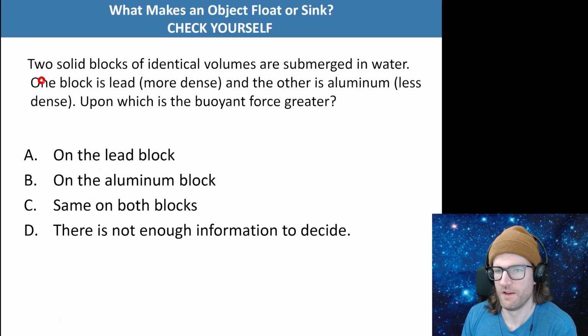Okay. Two solid blocks of identical volumes are submerged in water. One block is lead, more dense, and the other is aluminum, less dense. Upon which is the buoyant force greater? Well, they're identical volumes. That means they displace the same amount of water, which means they have the same buoyant force. So it's the same on both blocks. Now, because the lead is more dense, it's going to sink faster, but same buoyant force.